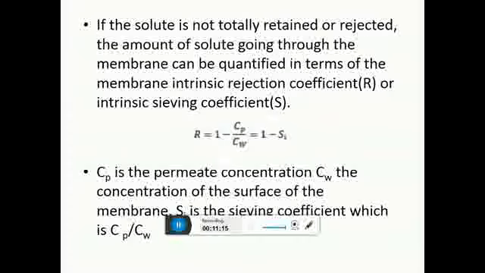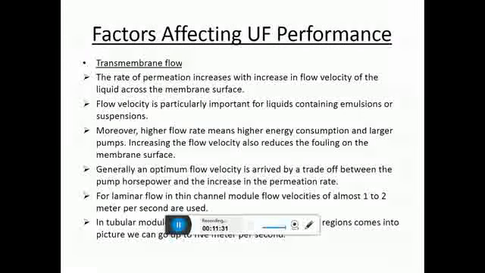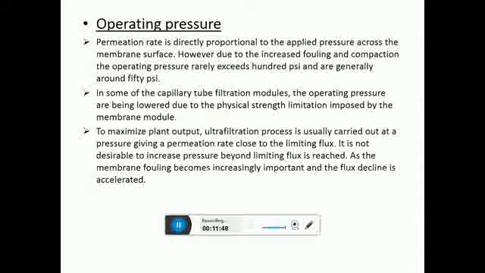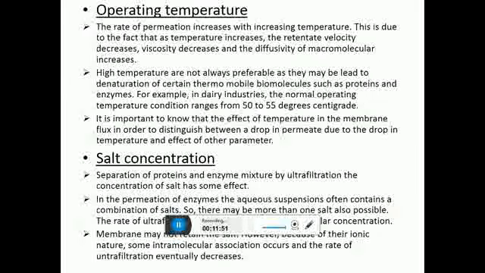Next is your membrane rejection. Membrane rejection is already done in class. In the second or third class, I gave one or two problems and you solved them. This is the same as that rejection, so just go through this. And finally, the factors affecting UF performance. Generally, as it is pressure driven, pressure will affect it, temperature will affect it, and concentration will also affect it, because the more the concentration builds up at the membrane wall, the more it affects your operation. So these are the operating pressure, operating temperature and salt concentration.